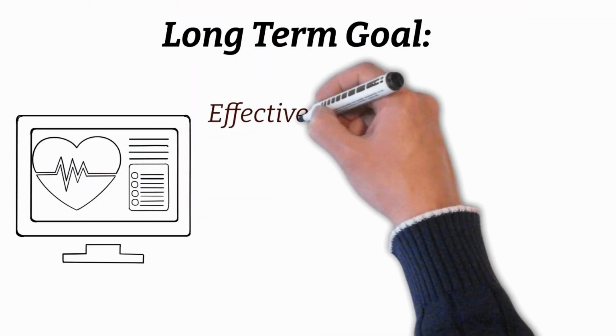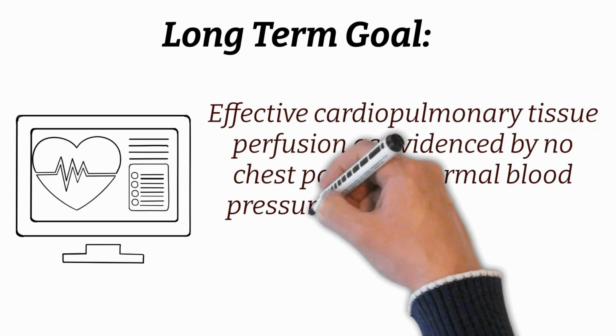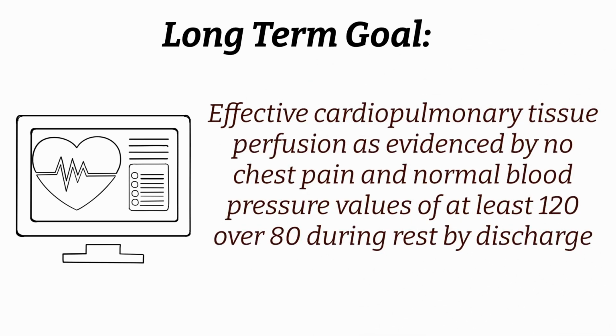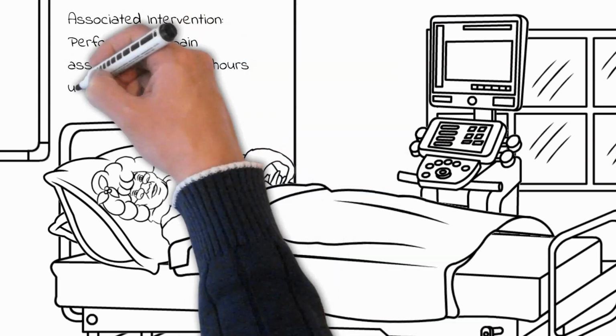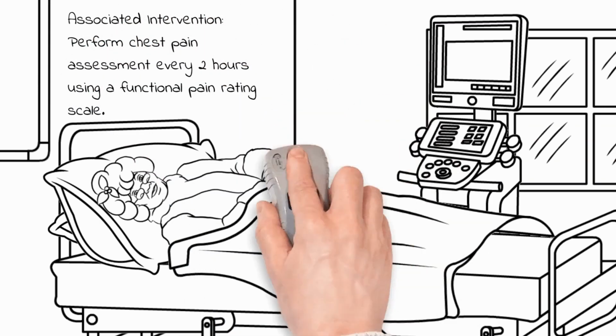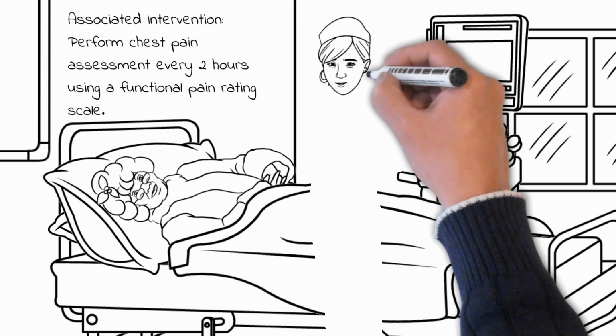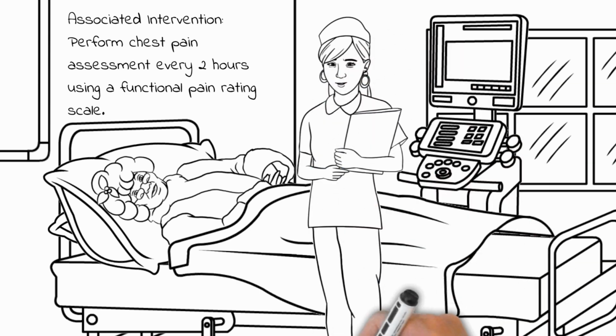One of our long-term goals for Mrs. M is to have effective cardiopulmonary tissue perfusion, as evidenced by no chest pain and normal blood pressure values of at least 120/80 during rest by discharge. And the associated intervention is to perform chest pain assessment every 2 hours using a functional pain rating scale. The rationale behind this intervention is that ongoing chest pain evaluation is important because decreased chest pain is a cardiac symptom indicating improved cardiopulmonary tissue perfusion.